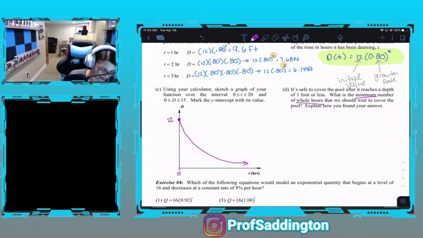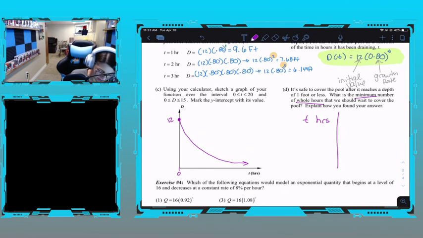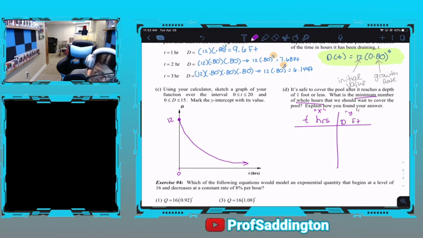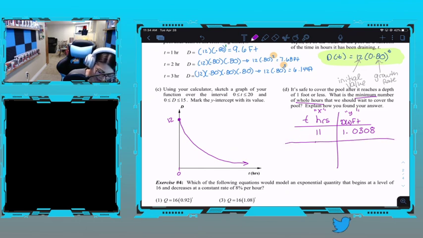So I'm going to scroll down and let's do a table. So t is our hours, so that's really like your x. And then your y is really your depth, which is feet, or d of t. So if I look at 11 hours, I see 1.0308. Now that's pretty close to being a foot, but technically it's still over. But if I go to 12 hours, I see 0.8246.